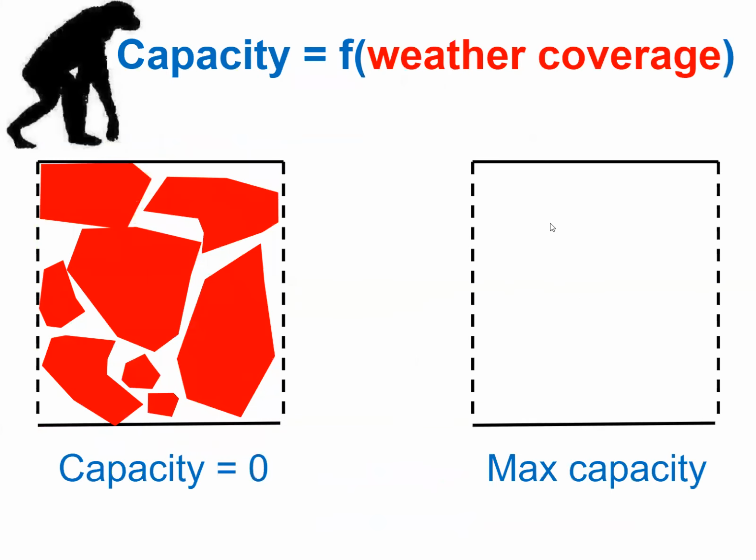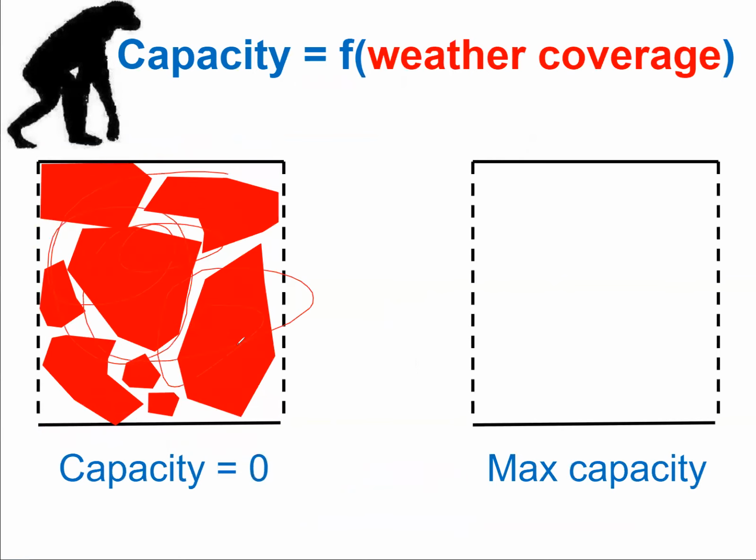So one obvious observation is that the capacity of the airspace is somehow related to weather coverage. So if the airspace is fully covered with hazardous weather systems, like it is here, then the capacity is probably small or zero. And if there is no weather, then the capacity is large. You can route lots and lots of air lanes, like over here.